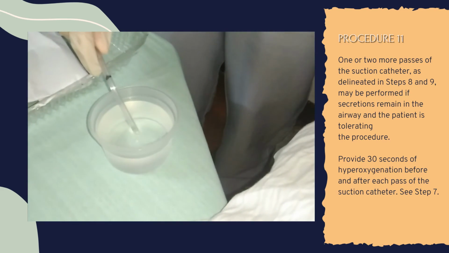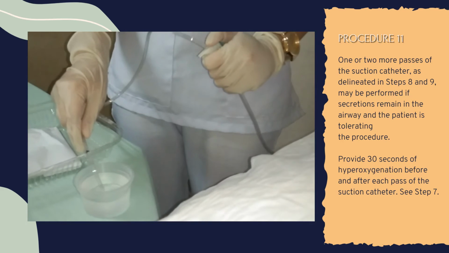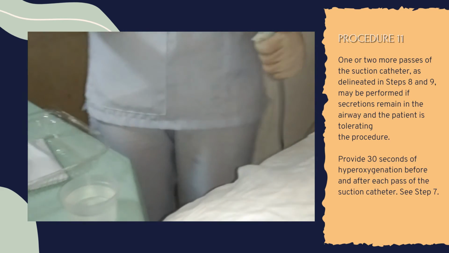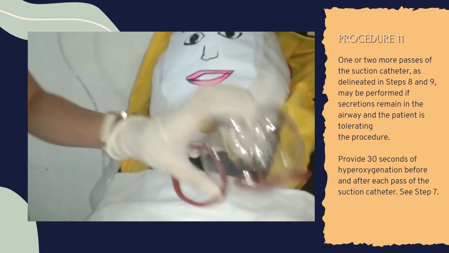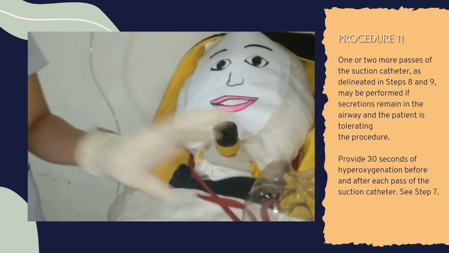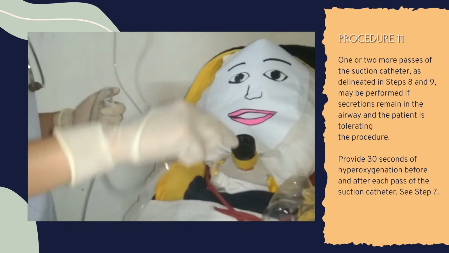One or 2 more passes of the suction catheter, as delineated in steps 8 and 9, will be performed if secretions remain in the airway and the patient is tolerating the procedure. Provide 30 seconds of hyperoxygenation before and after each pass of the suction catheter. Time and number of suctioning passes should be based on the amount of secretions and the assessment done to prevent possible complications or trauma to the patient.